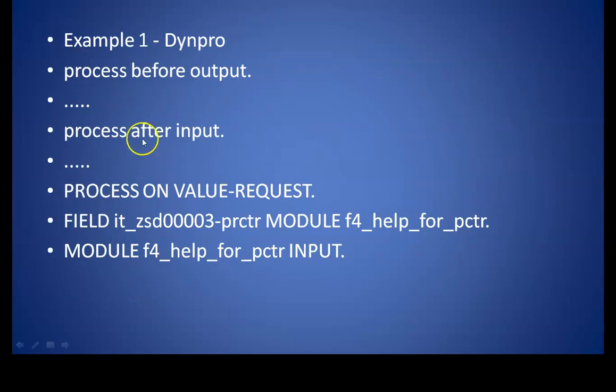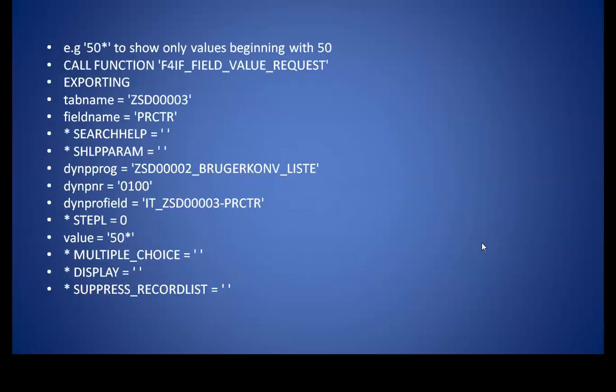This is an example wherein we have the process after input. In the process after input, we'll be writing PROCESS ON VALUE-REQUEST, then the field name and module F4_HELP. This is the module name, and we have to call this F4 help inside the module. So this is what we have, this F4IF_FIELD_VALUE_REQUEST, which is inside that module.